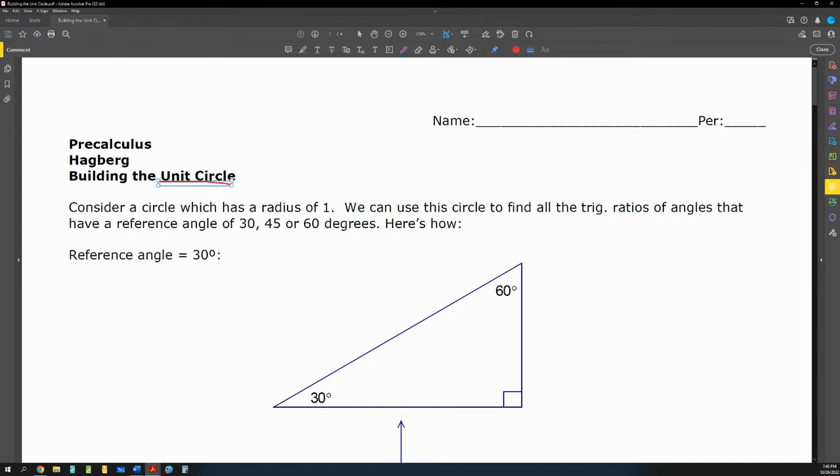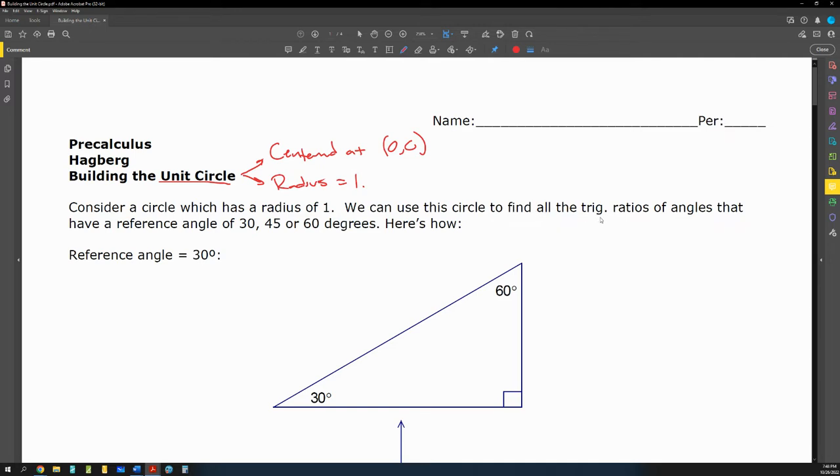So the unit circle, like all circles, is defined by the radius and the center. So the unit circle is centered at the origin, 0, 0. And the radius of the unit circle, well, it's the unit circle. So unit meaning 1, that tells us the radius. The radius is 1. So it's the radius 1 centered at 0, 0. So consider the circle which has radius 1, the unit circle.